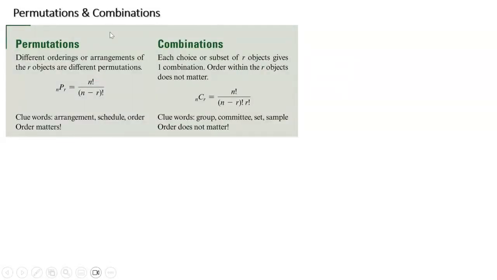Now this is the summation of permutations and combinations. For permutations and combinations, guys, these are the clue words. If it says arrangement, schedule, order, or order matters, it's going to be a permutation. If the problem says group, committee, set, sample, or order does not matter, it's going to be a combination.